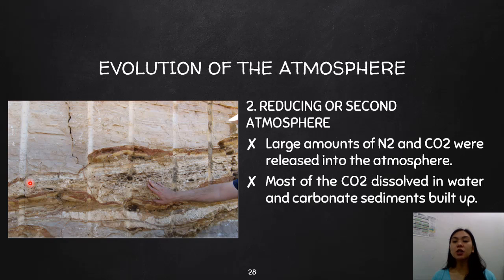And it says here, large amounts of your nitrogen and carbon dioxide were released into the atmosphere. And most of your carbon dioxide dissolved in water, making up your carbonate sediments. Dahil din po dun sa na-dissolve na carbon dioxide, kumbaga sa, di ba yung mga pearls ba yung tawag dun? Coral reefs under the ocean, na-form po yun because of the dissolved carbon dioxide from the atmosphere.